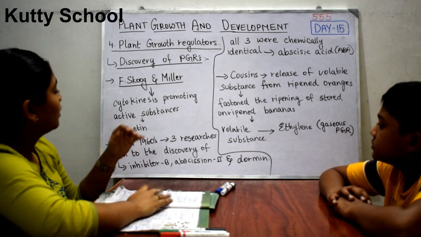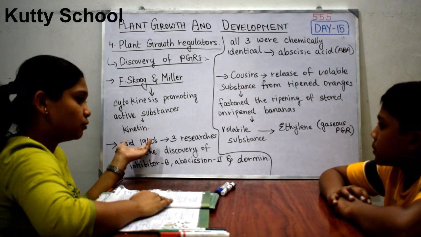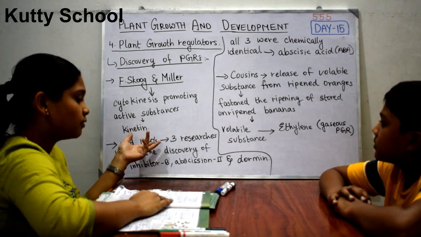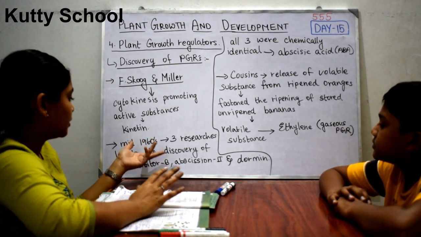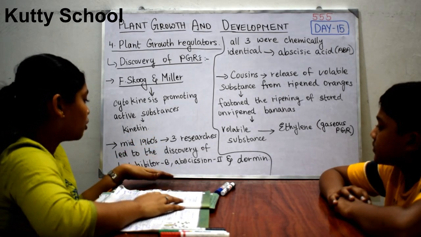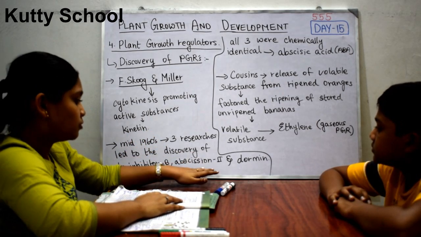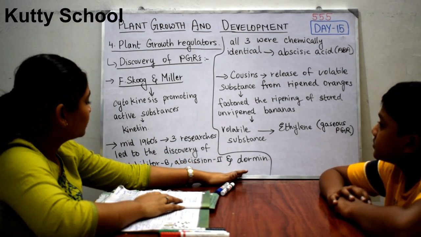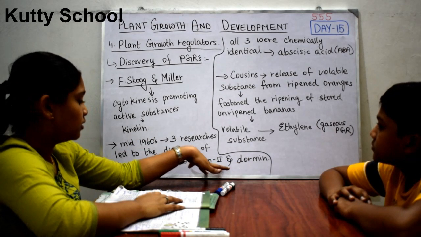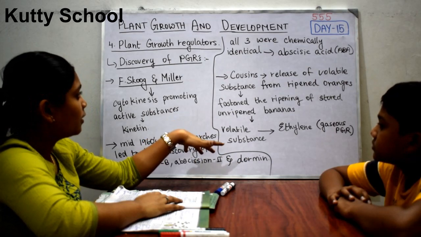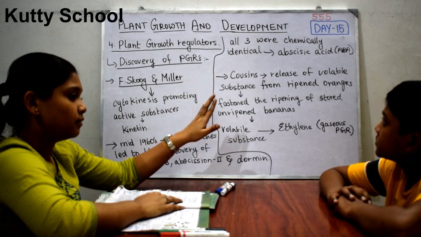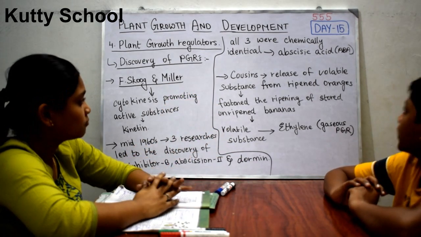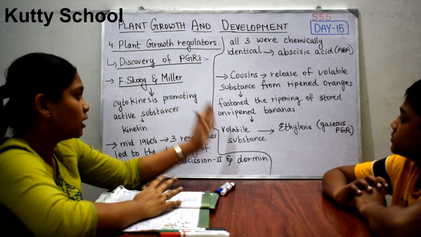Later, in the mid 1960s, three researchers working separately made discoveries that led to inhibitor B, abscission II and dormin. Later they proved that all these three were chemically identical, all were the same, and named it abscisic acid, ABA. So we have seen four discoveries.